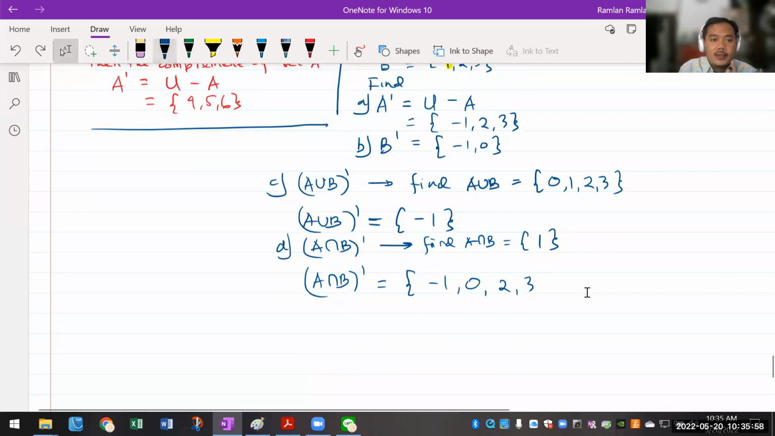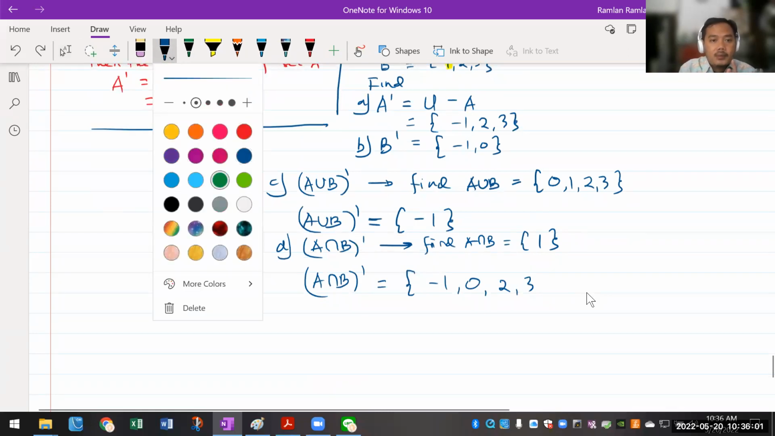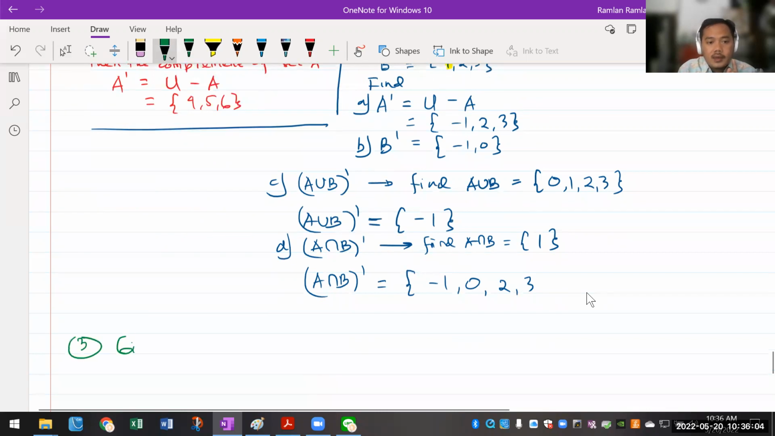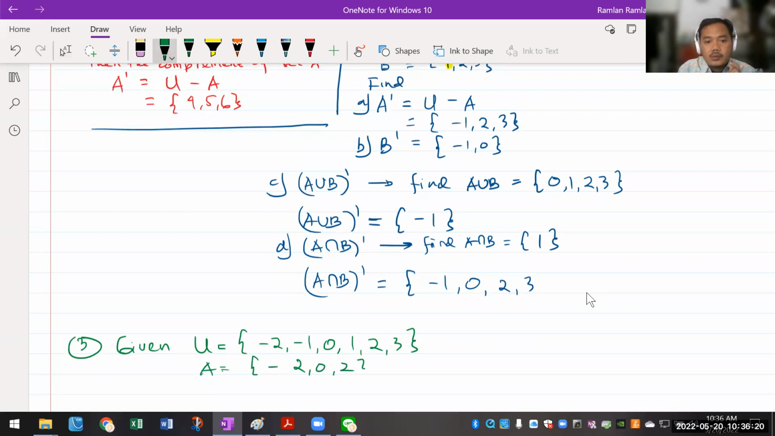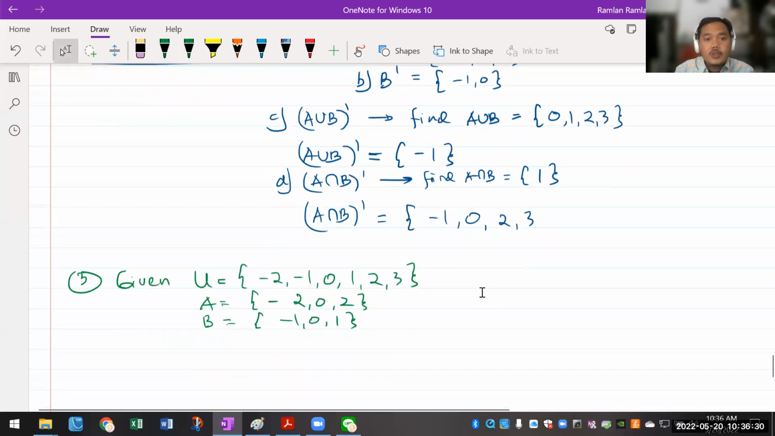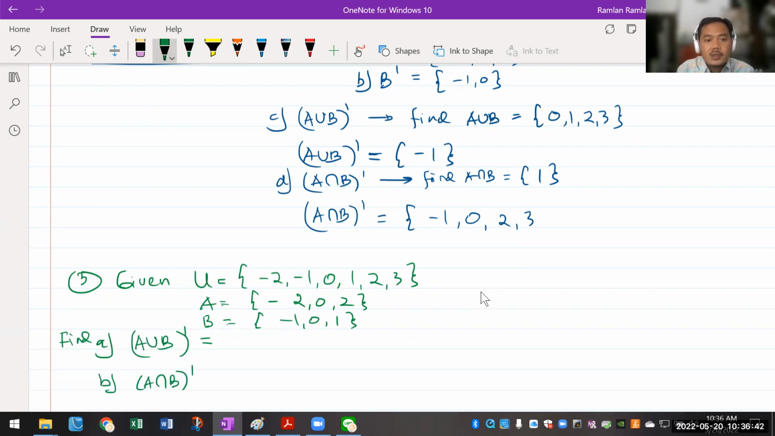I'm going to write down the next example. Number 3. Given a universal set equals to -2, -1, 0, 1, 2, 3. I'm going to have set A, which is going to be -2, 0, and 2. And I have set B, which is going to be -1, 0, and 1. Now same question again, guys. I would like you to find the A union B complement and the A intersection B complement.